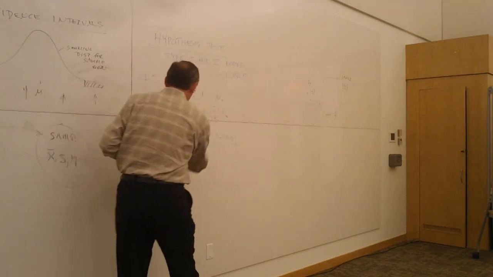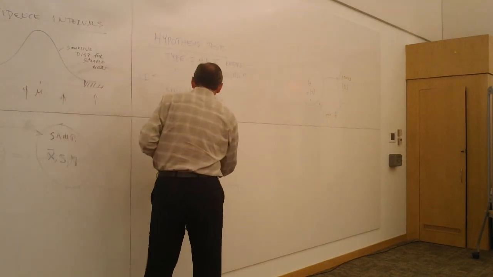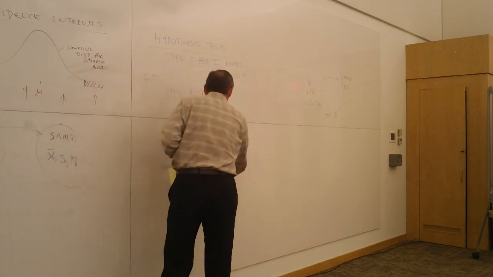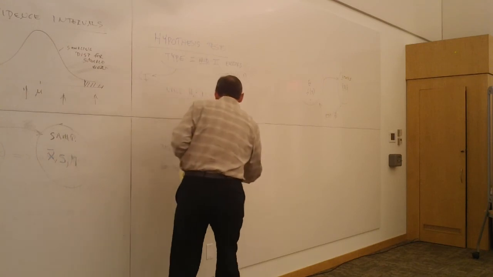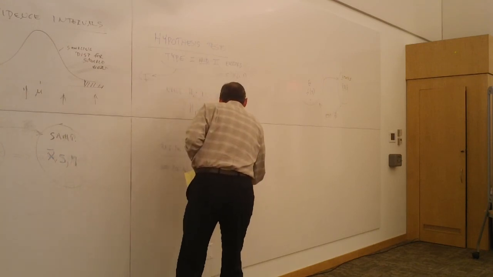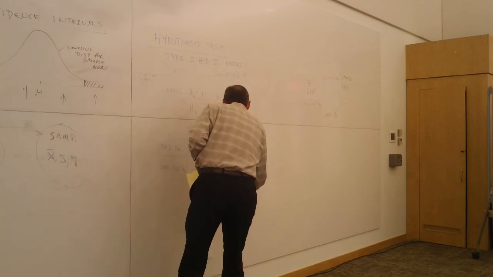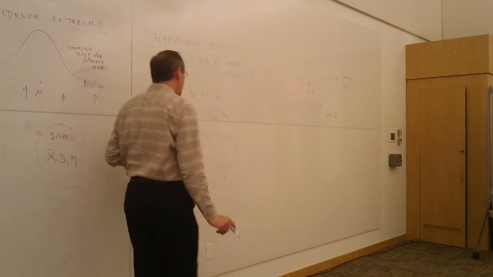Now, of course, if H0 is true and I don't reject it, life is good. If I reject H0 and it's false, life is good. But down here, I don't reject it, even though it's false. That's the type 2 error. And the probability of that we call beta.